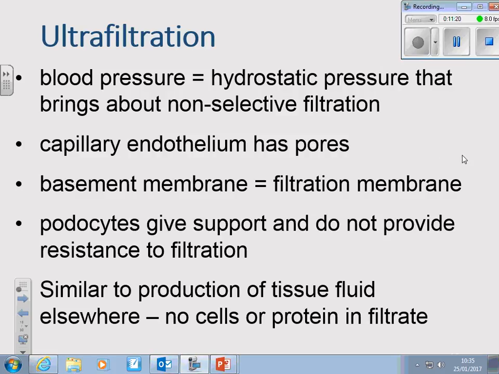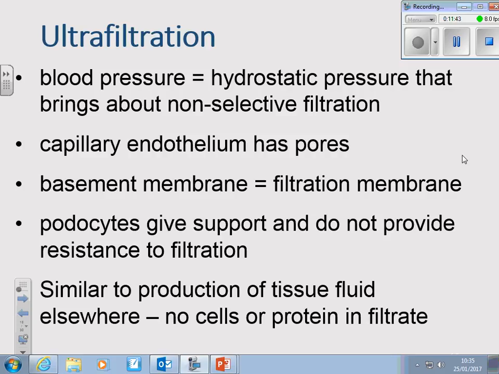So what's happening in that setup where you've got high pressure going in? We describe it as hydrostatic pressure. Hydrostatic is to do with the water content. You can't compress water. So the pressure that you get from it is going to provide support in some organisms, but it also provides this pressure that's going to bring about a filtration process that occurs in here.